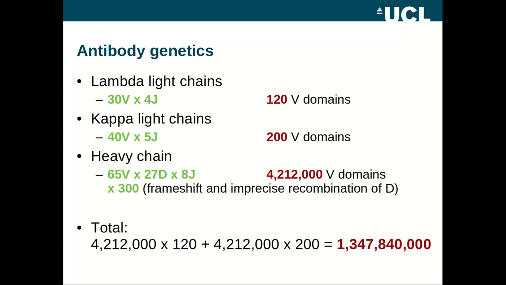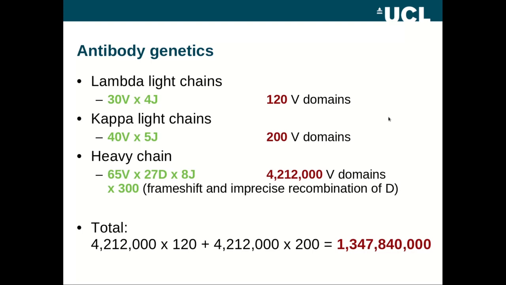In addition, we have what's known as imprecise recombination. So obviously if you read in a different reading frame, you're going to have to pad the ends with extra bases. And we can get extra bases introduced at either end of the D segment, giving us a huge amount of extra random variability. So I'm estimating approximately 300 times variability there.